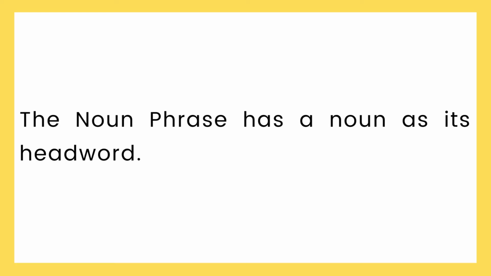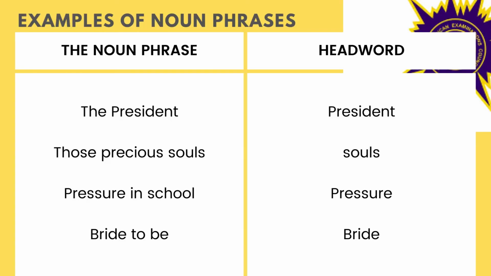To clarify further, let us consider these examples. Our first example is the president. The head word in this phrase is president. President is a noun, therefore we have a noun phrase. The other word, the, is only a qualifier or modifier adding meaning or laying emphasis on president.